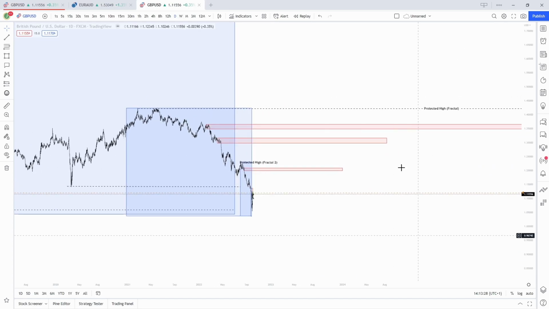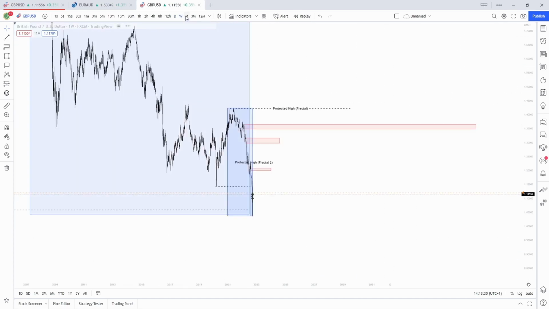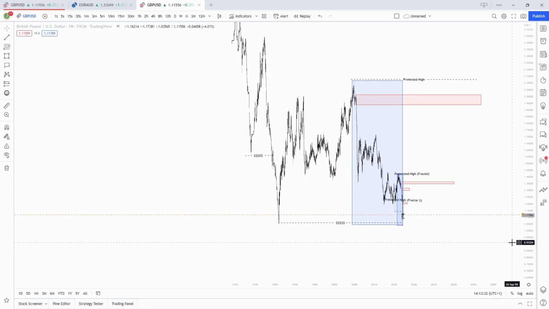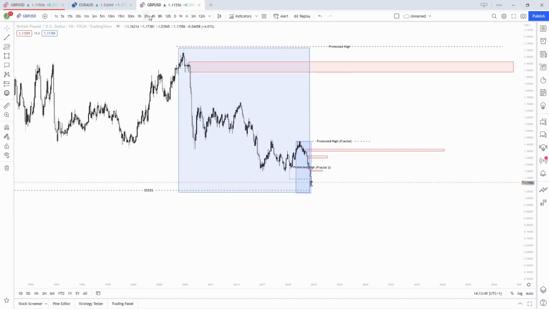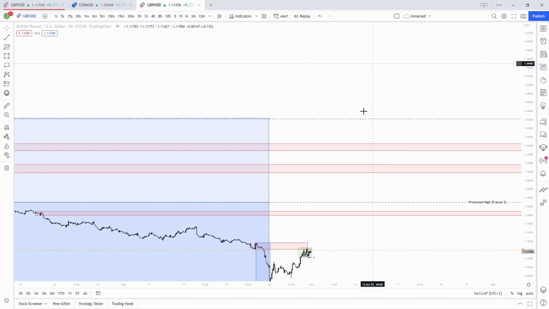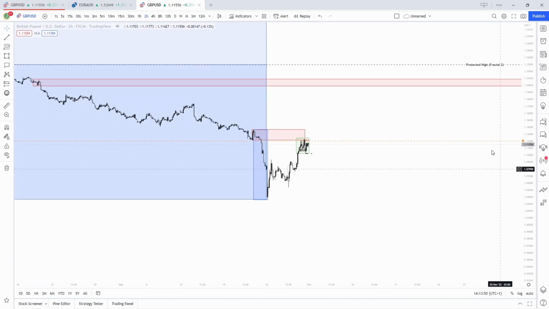However, if price then comes to run this protected high, we then zoom out one more time and say, right, well, we're probably working within this as an impulsive wave, giving that correctional wave, which is likely to come and mitigate either the zone up here or potentially something else within this region. So it's definitely interesting to see what will happen with this market. Obviously, we're at an all-time low.